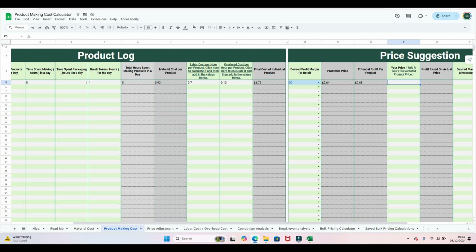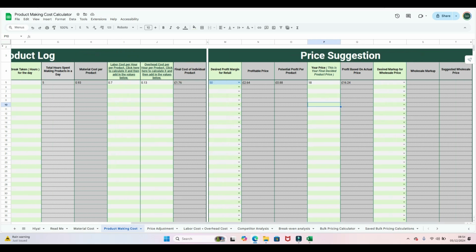So let's say you've done your market research and you've seen that competitor A, B, C, D, E, for instance, their price range for sustainable lipstick is between £15 and £25, and you want to be competitive right in the middle, you can price your product for £18. And the profit based on actual price will be £16.24.